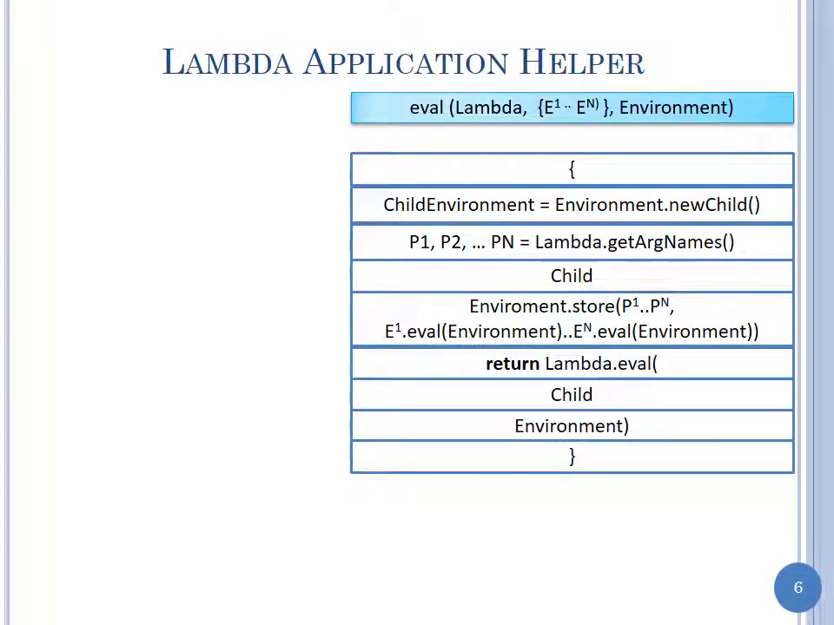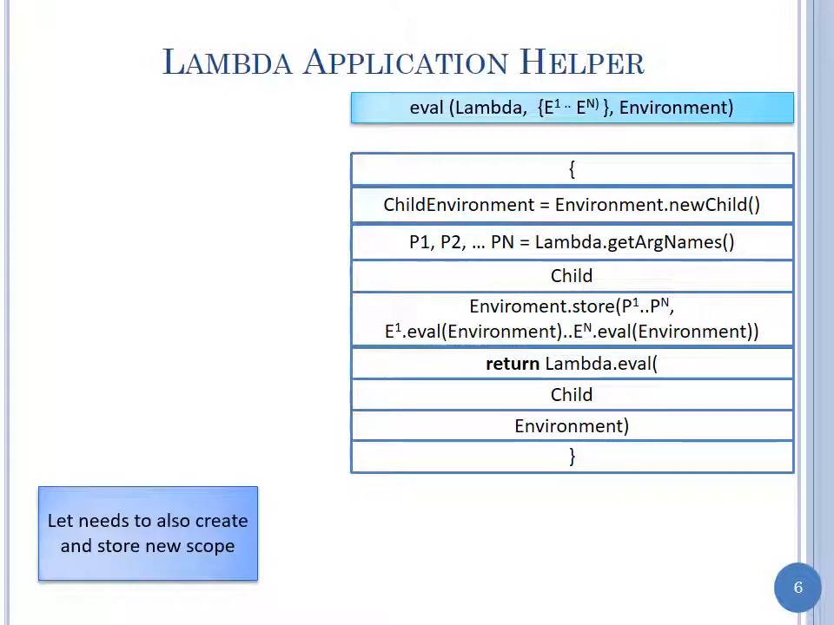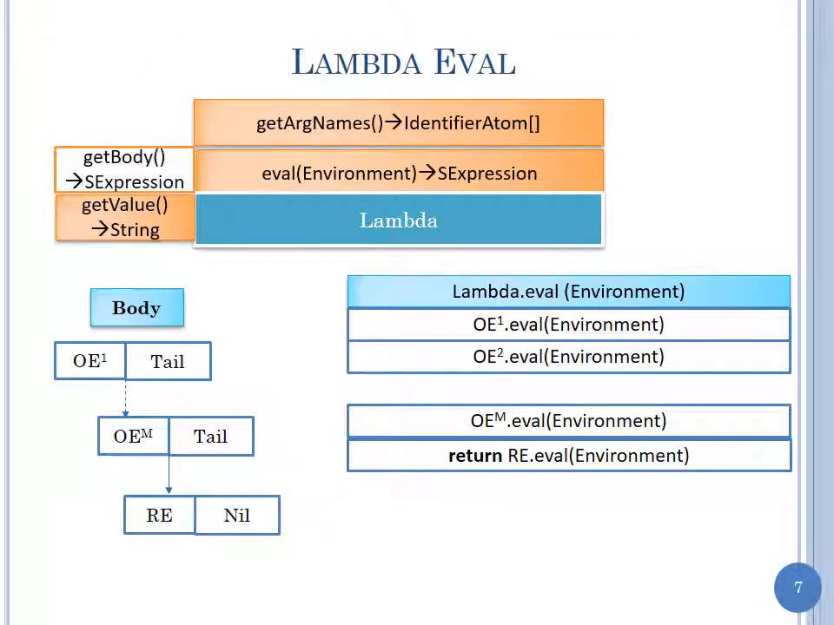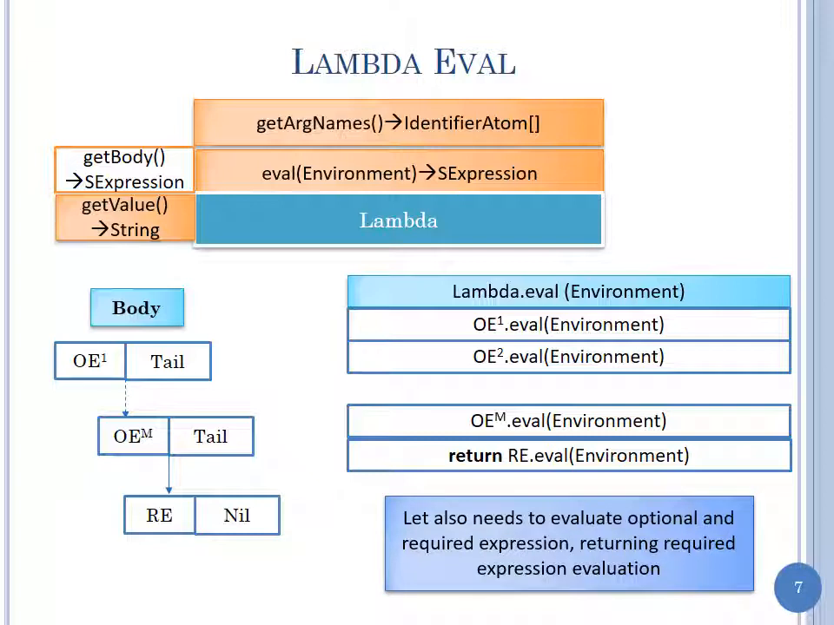We had this Lambda application helper, which actually went and created the new scope and put values in that. This is the thing that we still have to do. Okay, let needs to also create and store new scope. Then there was this thing that Andrew provided, where you could say lambda.eval in an environment, and it went through all the required expressions, evaluated them, then it returned all the optional expressions, evaluated them, and then it returned the required expression. This step was done by Andrew. Now we have to do it. So let needs to also evaluate optional required expression, returning required expression evaluated. So this is a point that Andrew kept making, that once they've got let, this is easy.